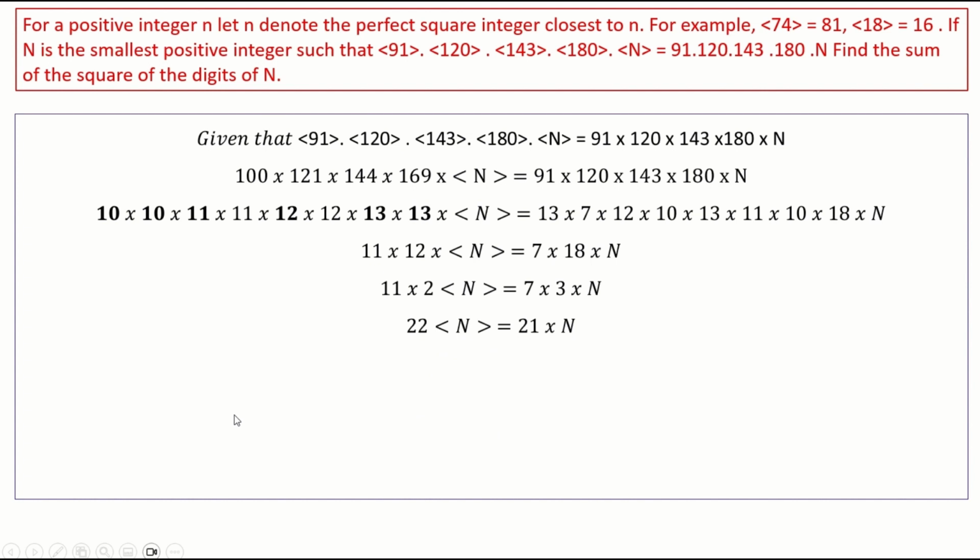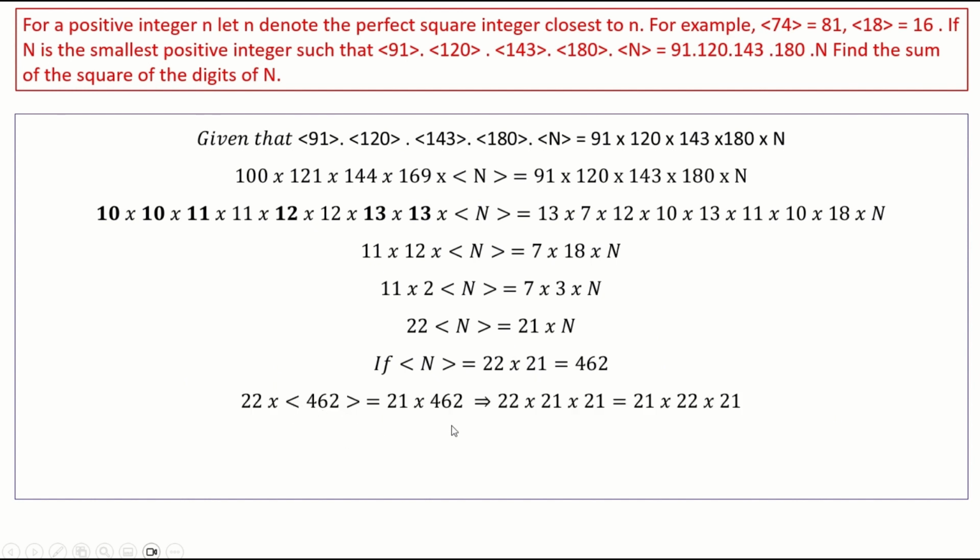From this we can easily see n: we have to substitute 22 times 21, and the closest square root is 21 times 21. If you put this value, then LHS and RHS are equal. So now n is equal to 22 times 22. This is actually not the answer.